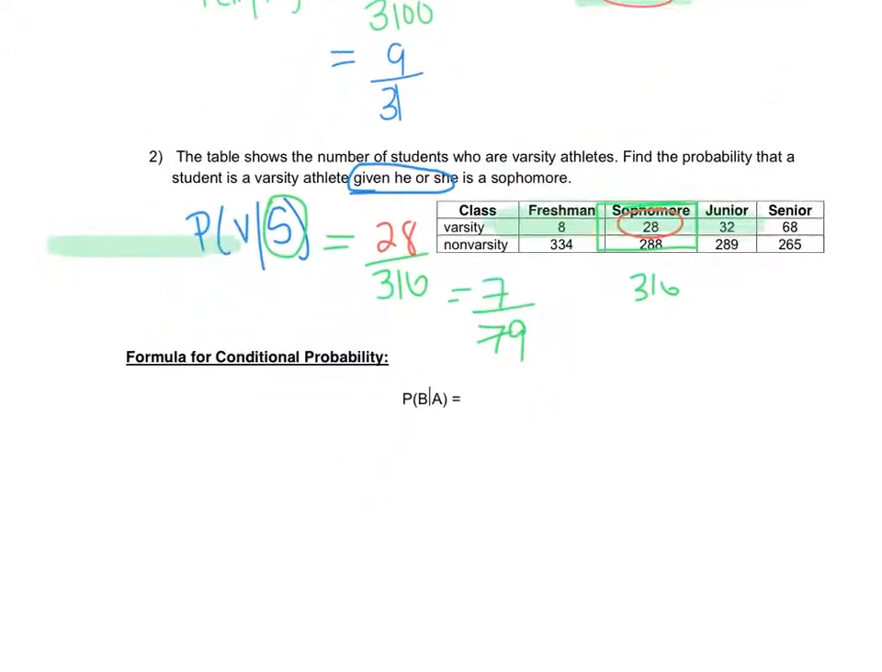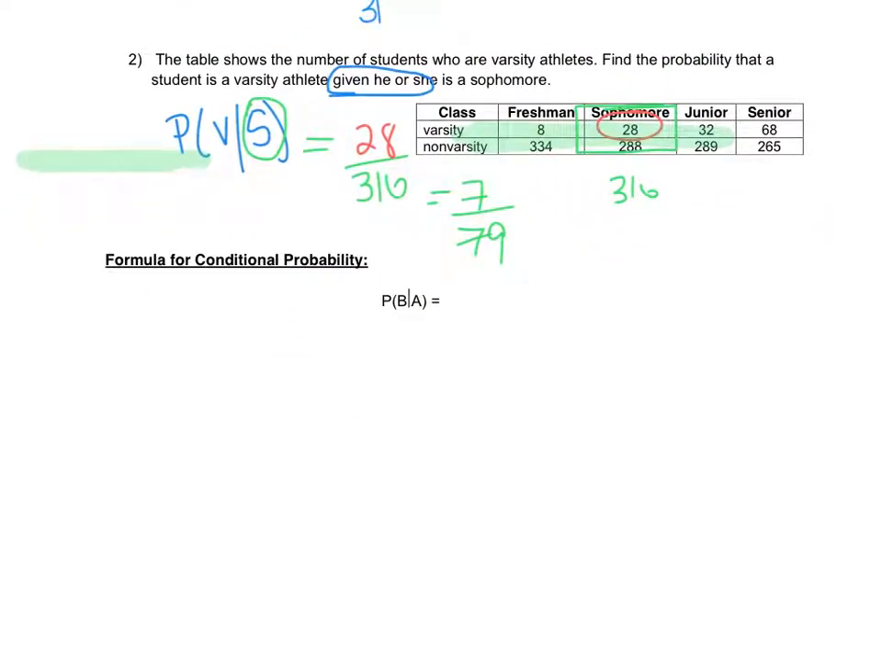All right. So the actual formula, and for most problems you can do it the way that I just taught you, but the actual formula is the probability of A and B divided by the probability of A, which is the given.